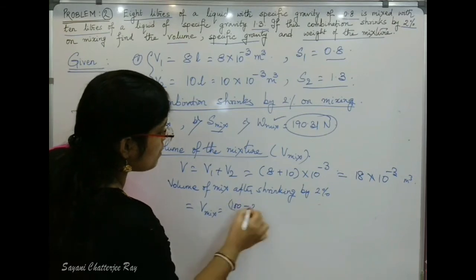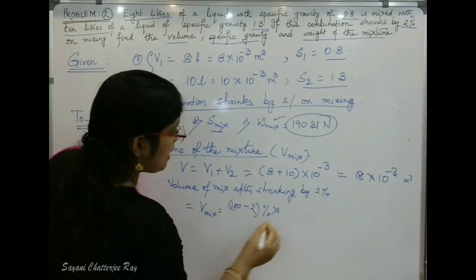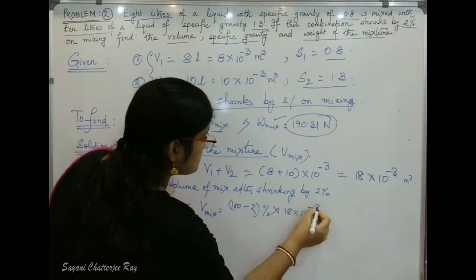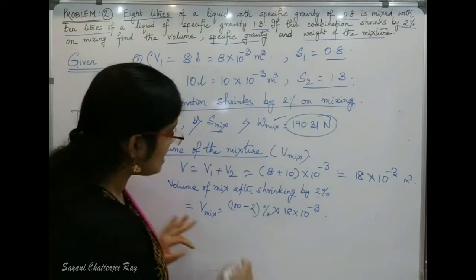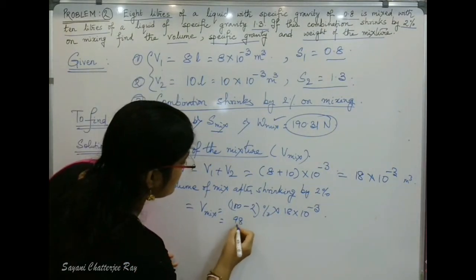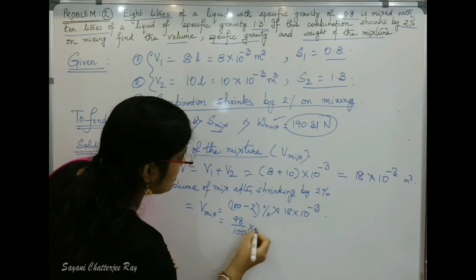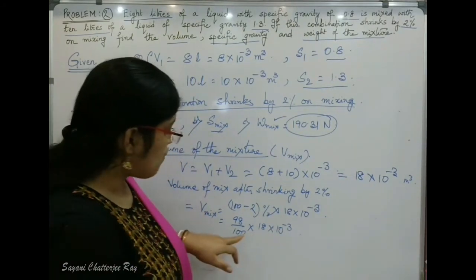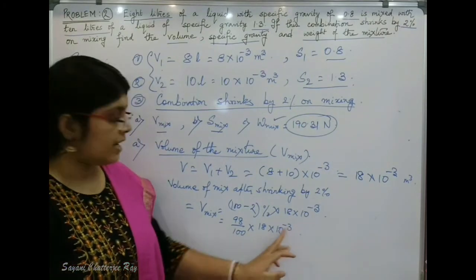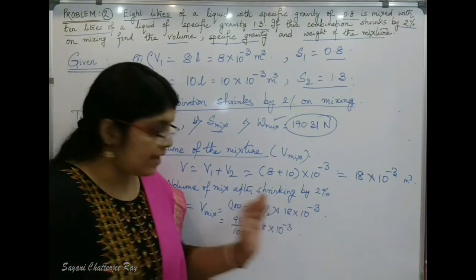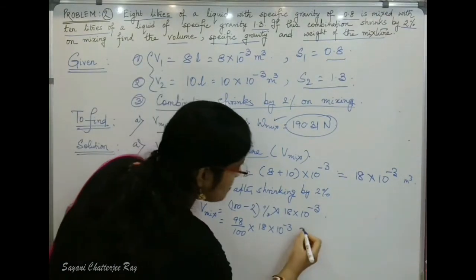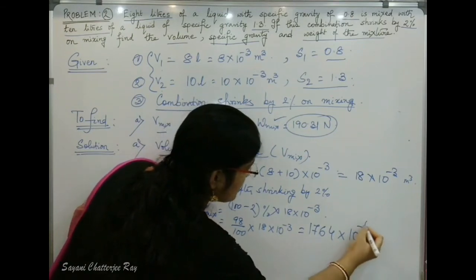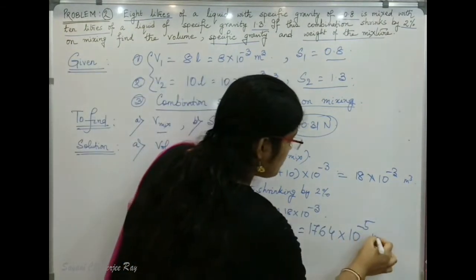100 minus 2% multiplied by 18 into 10 to the power minus 3. 100 minus 2 is 98, and 98% means 98 by 100 multiplied by 18 into 10 to the power minus 3. So when 100 goes into the denominator, it will be 10 to the power minus 5. So it comes out to be 1764 multiplied by 10 to the power minus 5. The unit is meter cube.